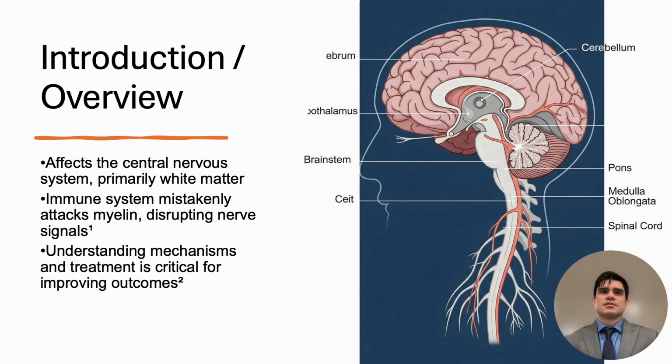So this disease primarily affects the central nervous system, including the brain, spinal cord, and optic nerves. It occurs when the immune system mistakenly attacks the myelin sheath, which is the protective covering of nerve fibers. This attack disrupts normal nerve signaling, and understanding the disease's mechanisms and treatment is essential to improving patient outcomes.